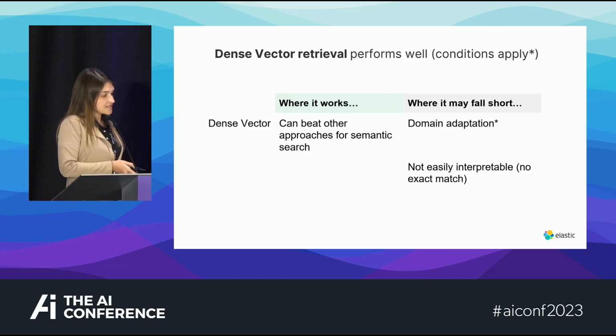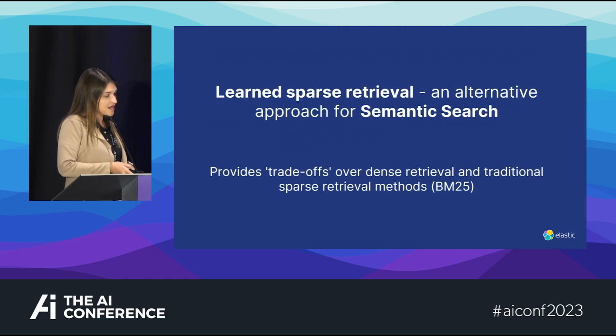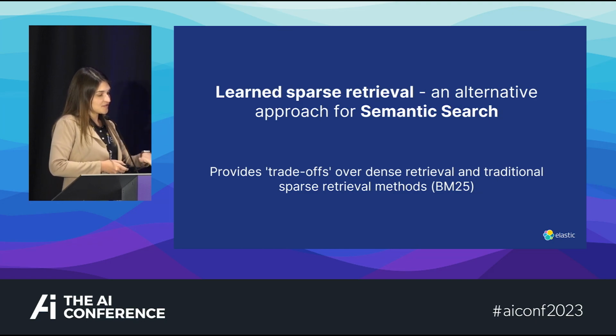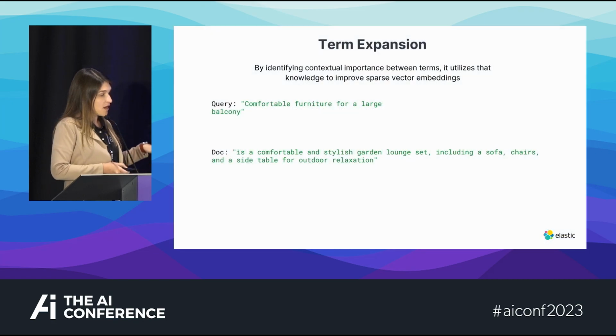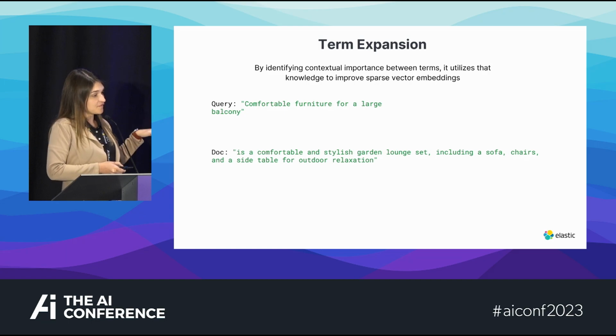So in this case, it's not BM25, but there is something. It's learned sparse retrieval. So now, yes, it's an alternative approach for semantic search, and it will provide a trade-off over dense retrieval and traditional sparse retrieval methods, as we saw earlier with BM25. So this is a good one to talk about. And what it does is something called term expansion.